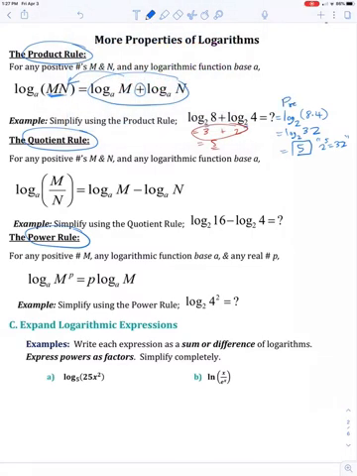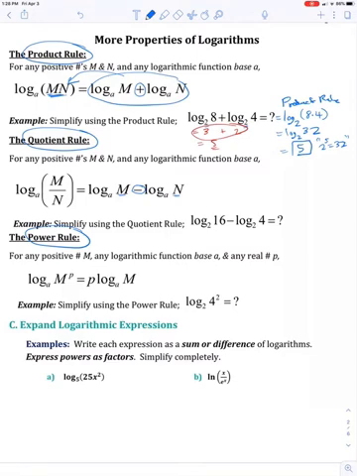So I used my product rule to simplify this logarithm. Now let's look at the quotient rule. The quotient rule says we have a fraction like m divided by n that we're taking the log of. We can break that up into a difference of logs. It says log base a of m divided by n is equivalent to log base a of the numerator m minus log base a of the denominator n. So the quotient rule is log of the numerator minus log of the denominator.